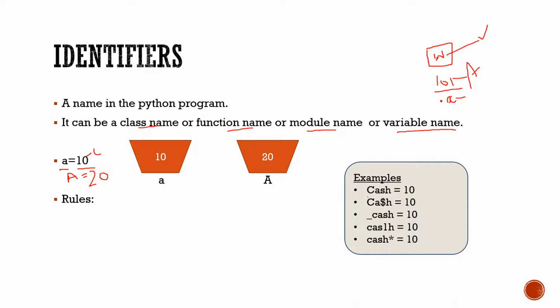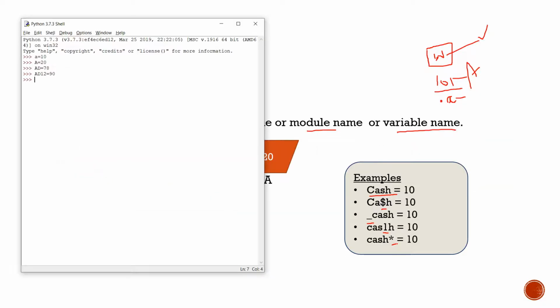Suppose I'm giving cash. Here I'm using a dollar symbol, then an underscore, after that I'm using 1, then I'm using a star. Let's see what happened. We will run them. Okay, so here is a Python shell.